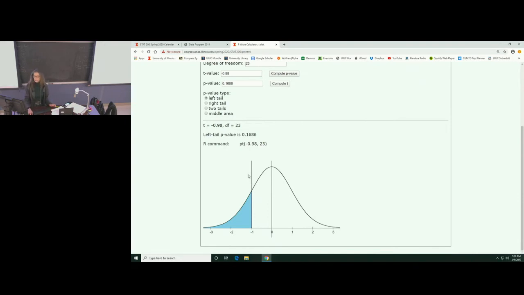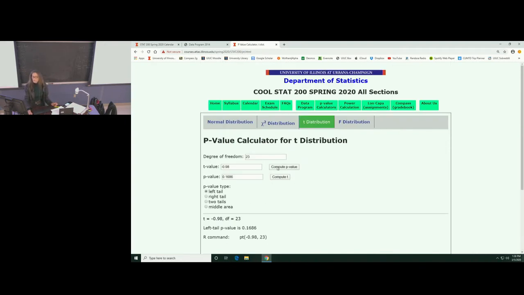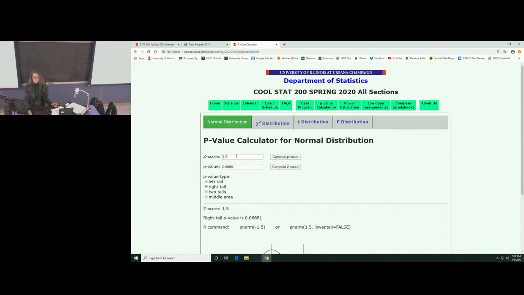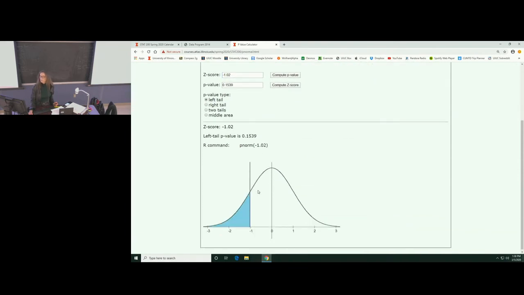And now let's do the same for the z. Remember, we're going to get a smaller p-value for the z. So let's do that, normal, and we had negative 1.02. We don't have to worry about anything. We want the left tail, and we compute the p-value, 15.39%. I told you it would be smaller because t has fatter tails. So 15.39, and we're not going to reject the null.